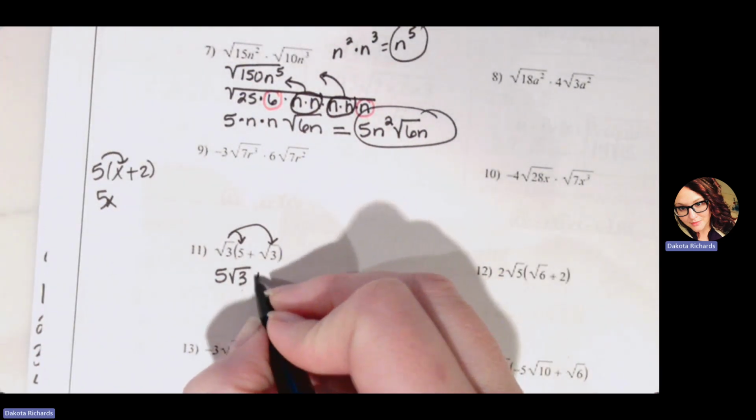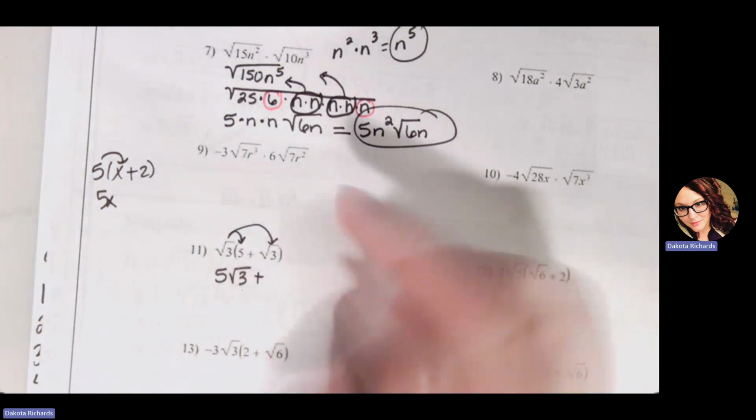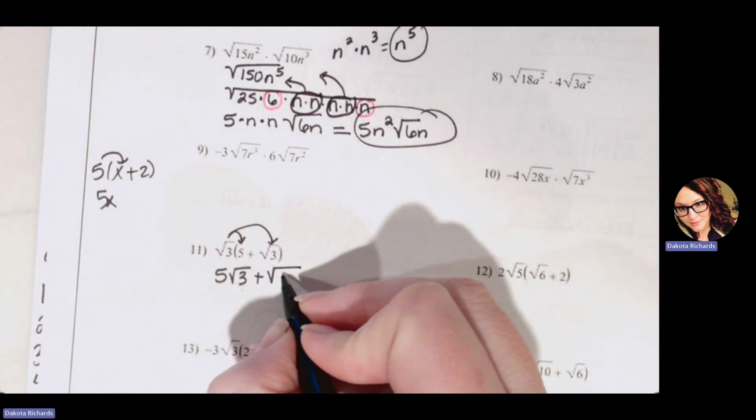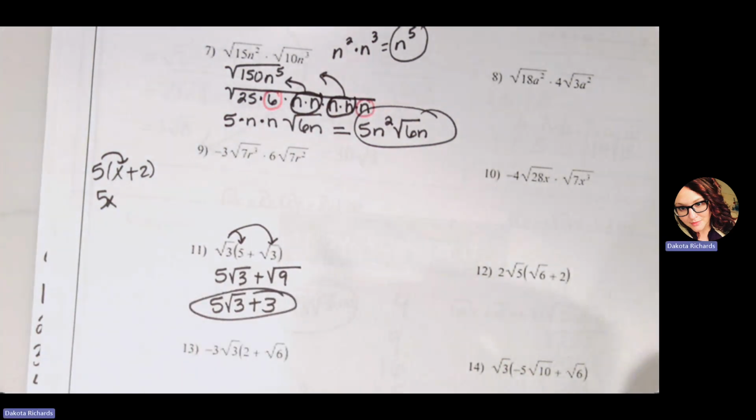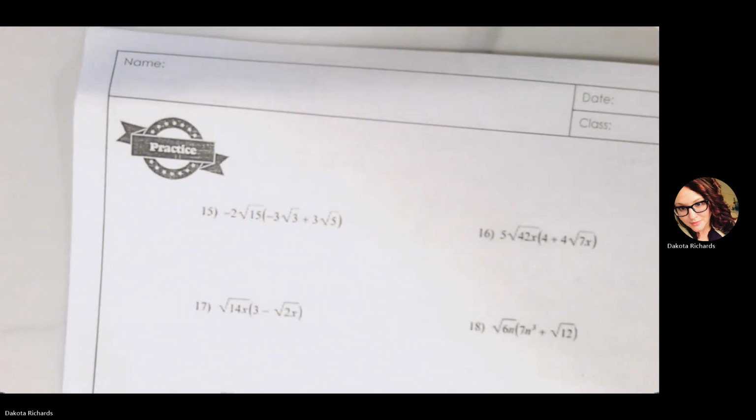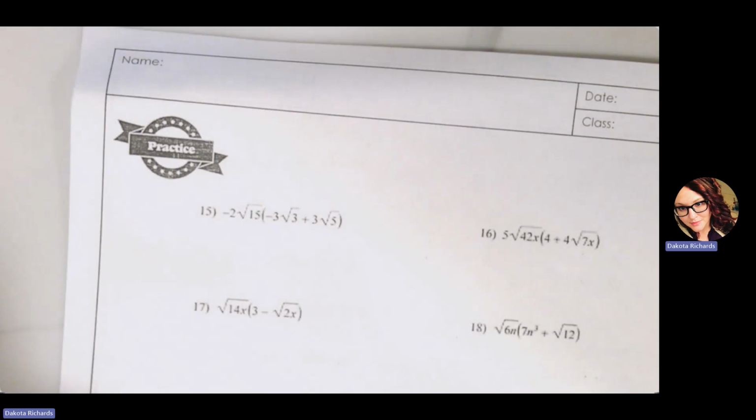And then plus, that's the sign we have. Square root 3 times square root 3 is the square root of 9, because 3 times 3 is 9. So this is just 5 square root 3 plus 3, and you are done. Okay, so that's how those work. I wanted to show you a couple of these. Okay, so let's turn the page. I'm going to do some more on the back. Yeah, I want to do a few of these, just so you kind of have an idea of what to expect.